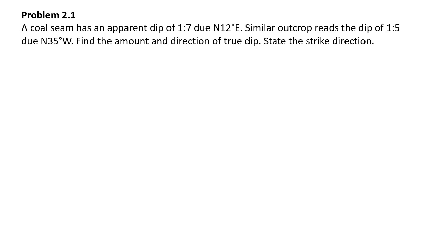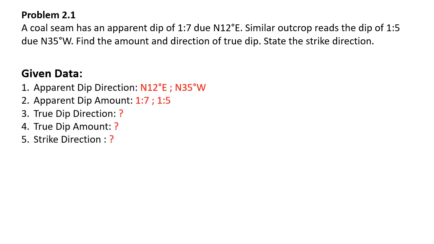And also the strike direction we are going to find. So here the two apparent dip directions and amounts are given, and with the help of that we are going to find the true dip. Okay, true dip direction, true dip amount and strike direction we are going to find. So we will solve this problem as usual.